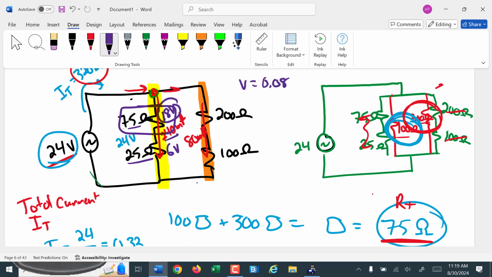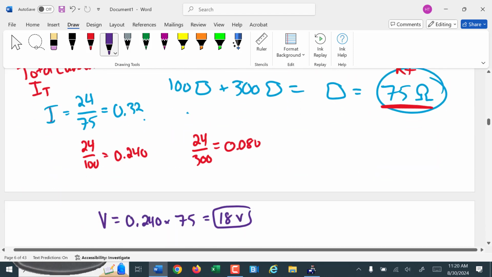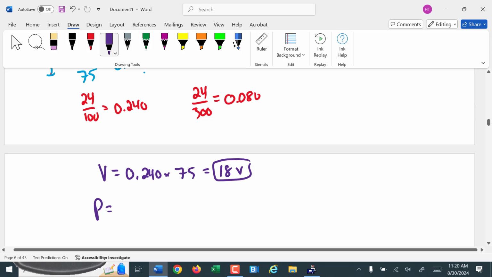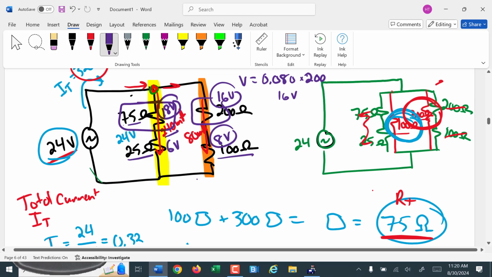Over here, we still have 24 volts across this. We have the 80 milliamps there. The voltage drop there will be 0.08 for the 80 milliamps times, we'll do this one first, 200 is going to be 16 volts. Which means the bottom one has to be 8 volts. If we did the 0.08 times the 100, we would get the 8 volts.